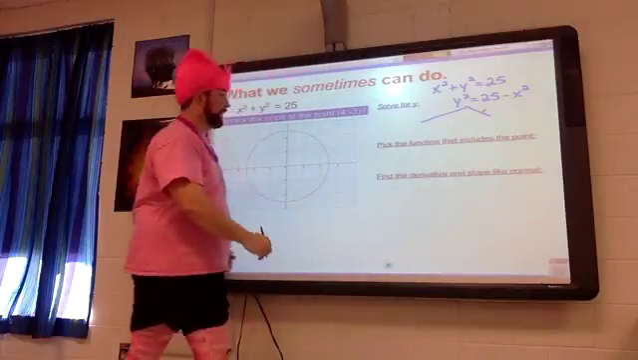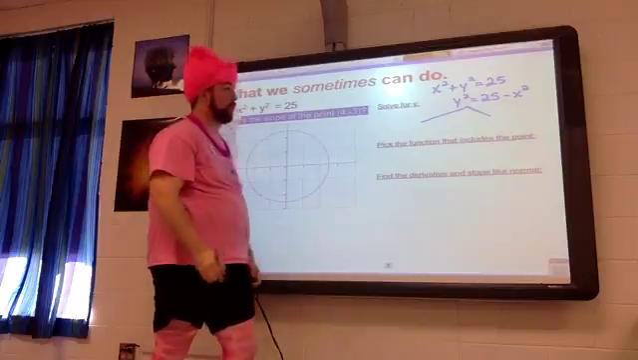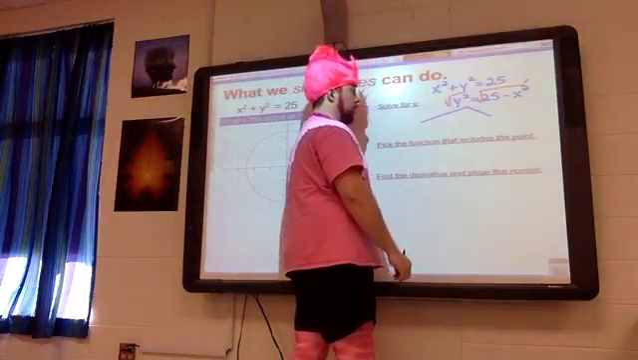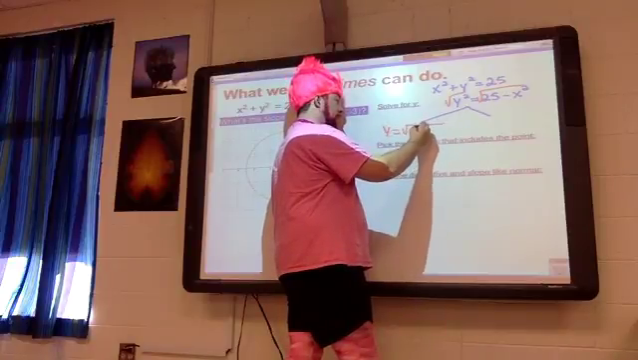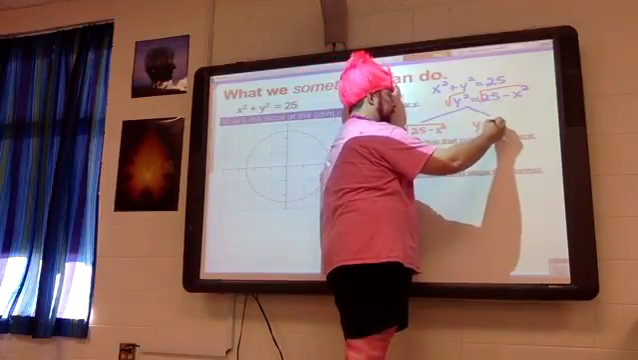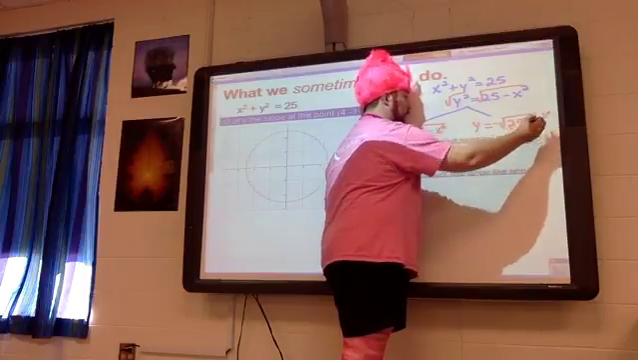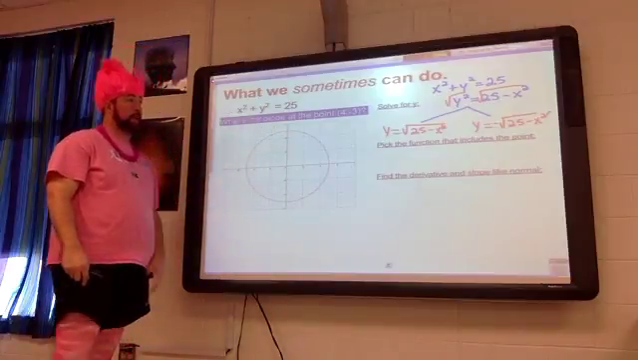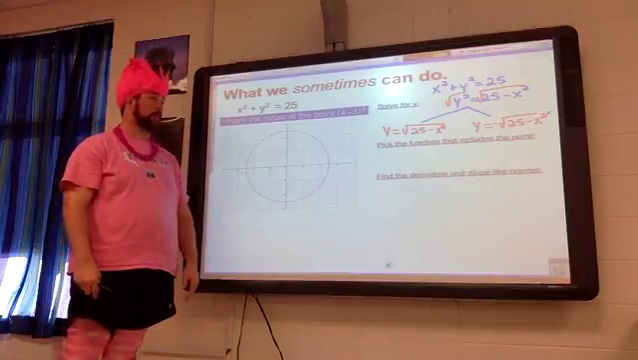When I take that square root, then you take a square root in an equation. In order to solve it, it gives you two parts. It gives you y is equal to the positive square root of 25 minus x squared, and it gives you the equation y is equal to the negative square root of 25 minus x squared. So there's two parts. That one implicit equation actually gives me two explicit equations.